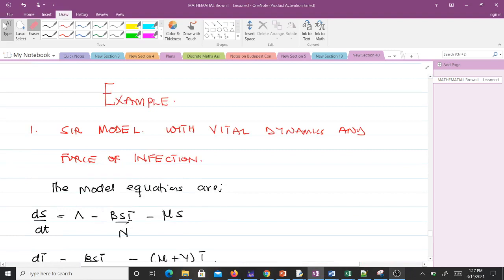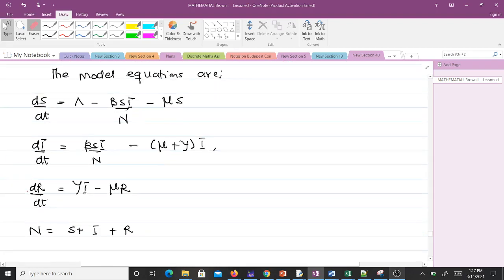So let's take an example. We consider the SIR model with vital dynamics and force of infection. So the model equations are what you can see on your screen. So we have three equations, right? This here just shows that the total population is divided into three parts. Those who are susceptible, infected, and have recovered.